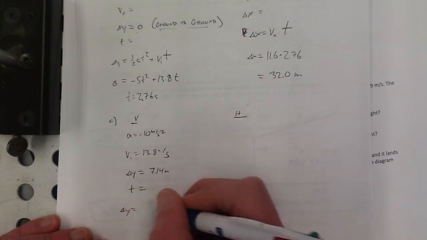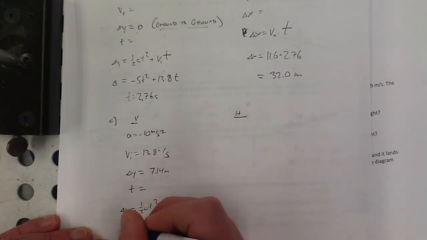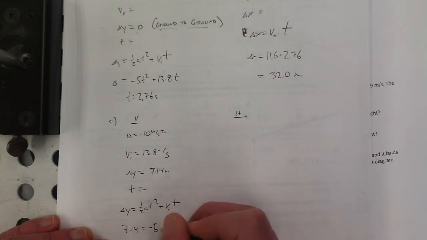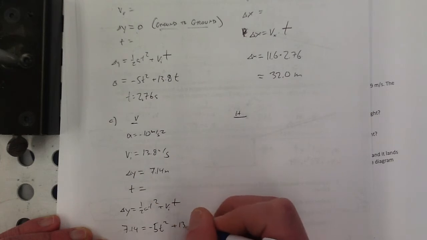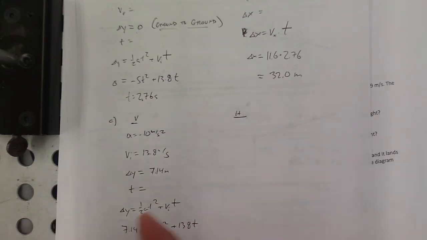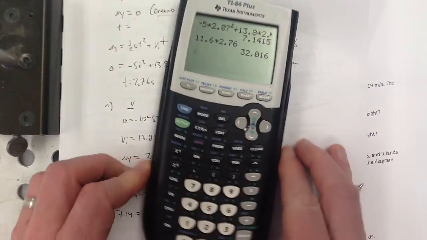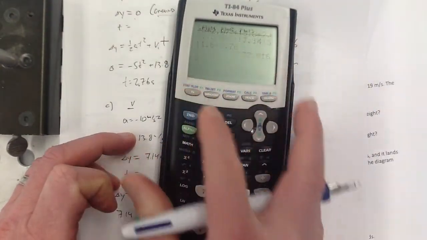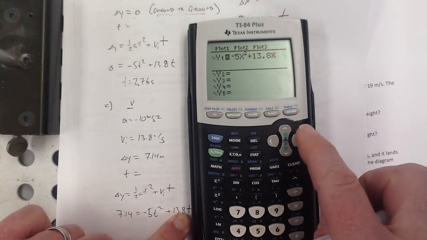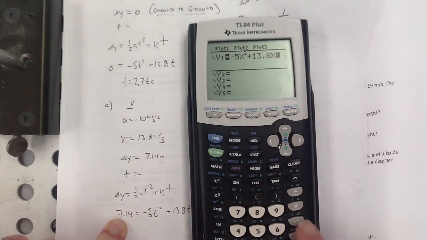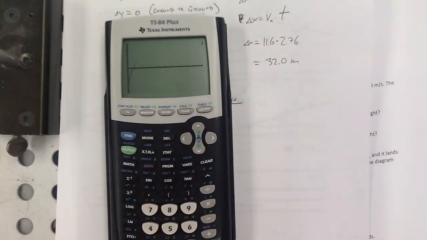So delta y equals 1/2 at squared plus vit. My delta y is 7.14, and that's still negative 5t squared, and my initial velocity is still 13.8t. If you're thinking, well, how's this different than what we did in part A? Let me show you what this is going to look like when we graph it. Negative 5t squared, I've got the 13.8 in there, and I'm going to subtract that over to the other side, and I'm going to look at my graph.